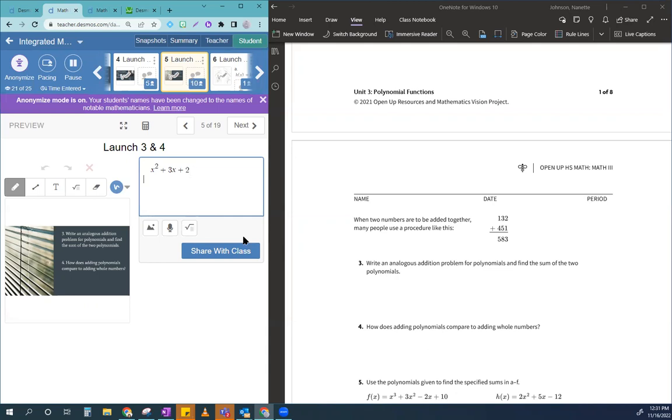Okay, I'm going to put this right underneath. I'm going to add these two. Now, write the second one. I'm going to put plus, and I'm hoping that these line up. If not, I'm just going to scoot this over a little, because I really want them to line up, because that's the power. Can someone show me 451 as a polynomial? 451. Yeah, 4x squared.